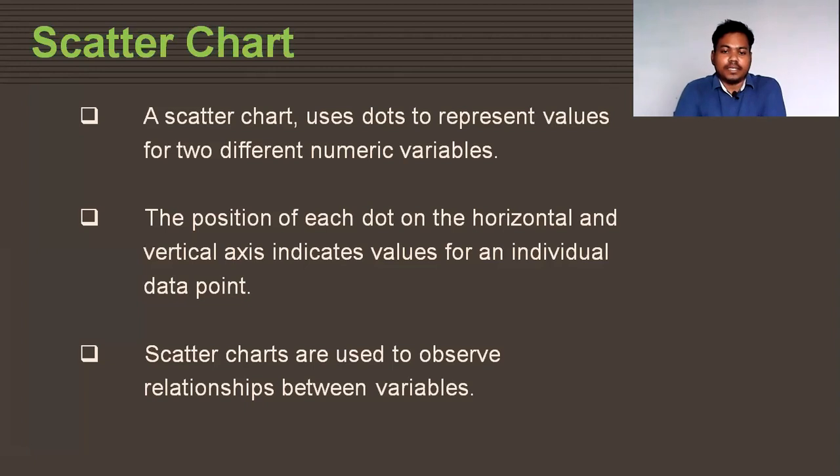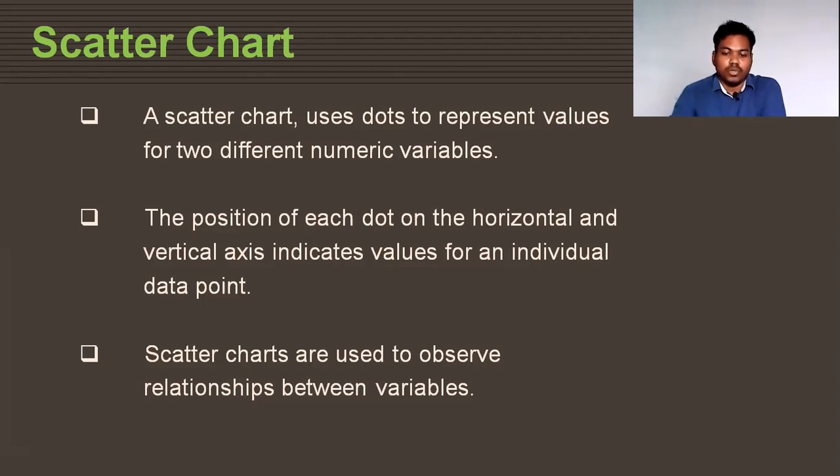Scatter chart. A scatter chart uses dots to represent values for two different numeric variables. The position of each dot on the horizontal and vertical axis indicates the value for an individual data point. That is why we call it a scatter chart: dots are scattered in a graph.